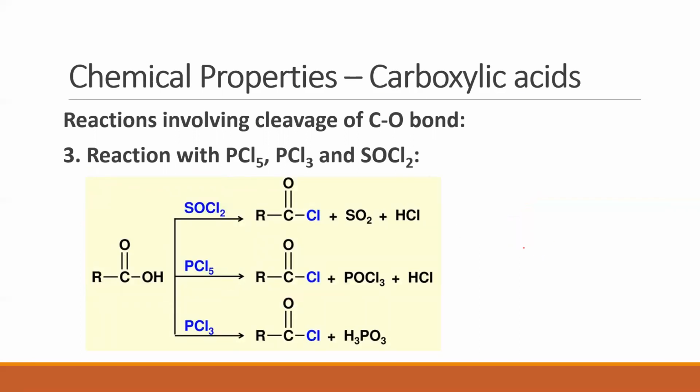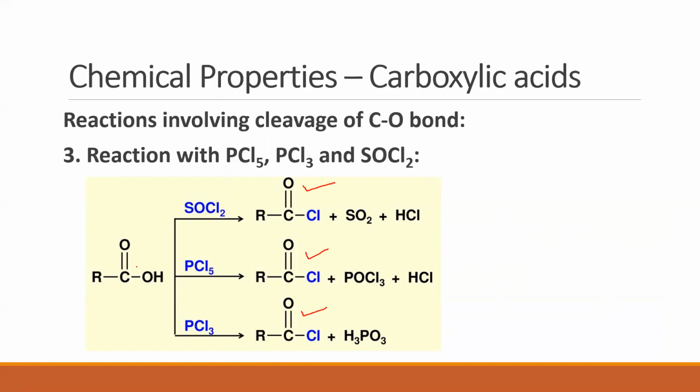Reaction with PCl5, PCl3 and SOCl2. Again, these are common reagents that you have come across in all the chapters that you have come across so far. Any compound with oxygen will tend to react with PCl5, PCl3 and SOCl2. Now what will happen? The common product, which is acyl chloride, is obtained. Acyl chloride is a common product, RCOCl.